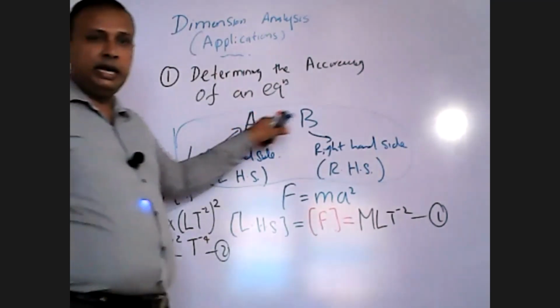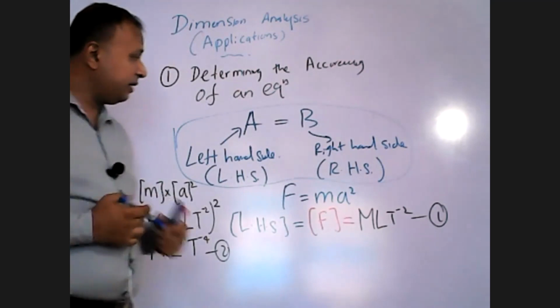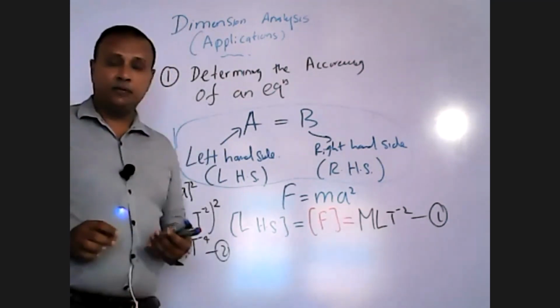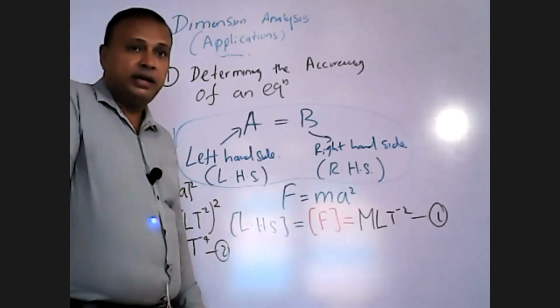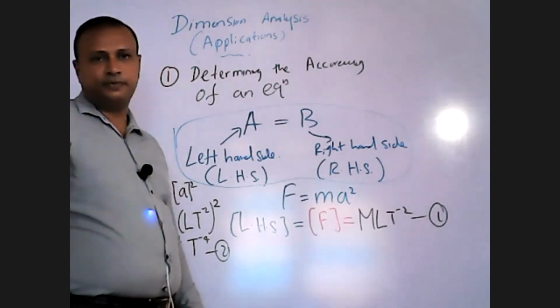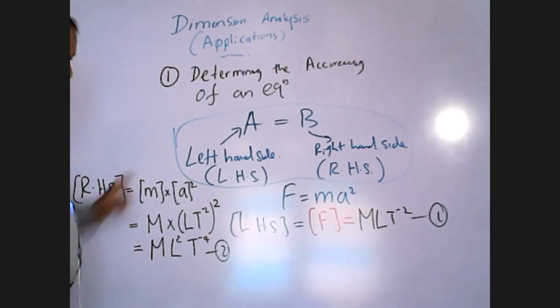Equation. A equal B. A means left hand side. B means right hand side. LHS and RHS, because after that I am going to represent left hand side by LHS and right hand side by RHS. Okay. Like this one.